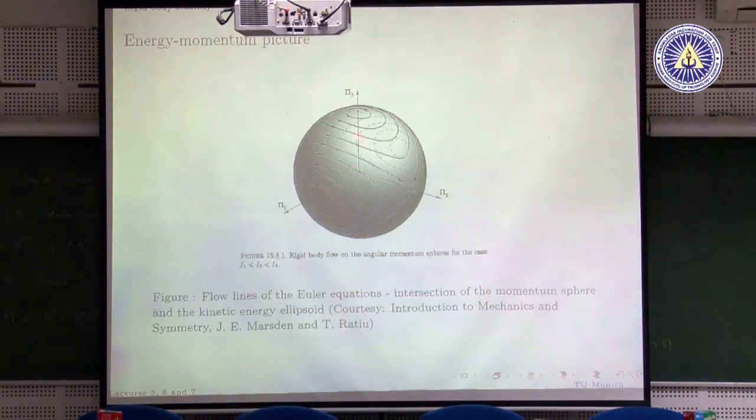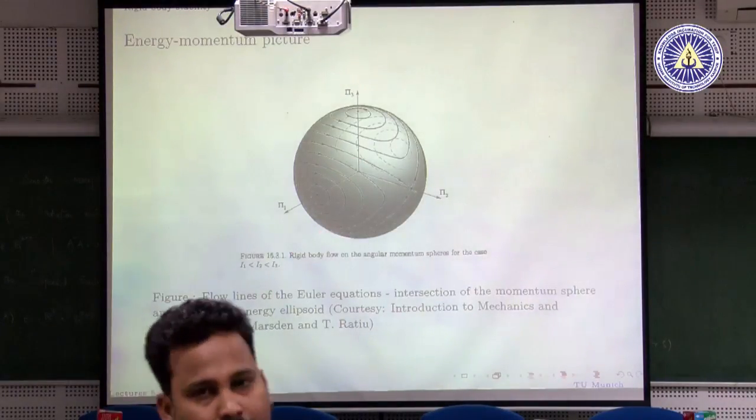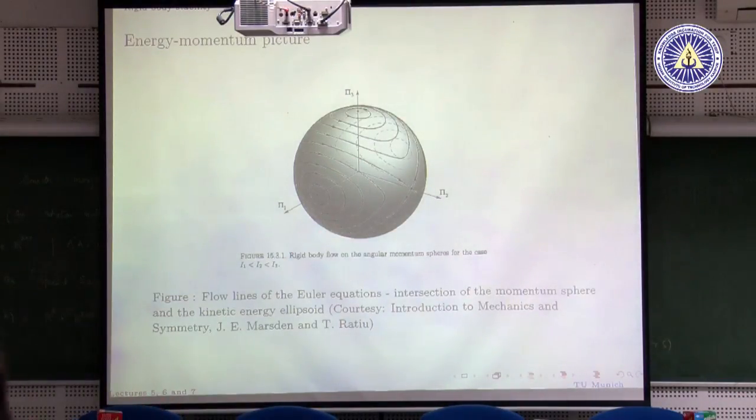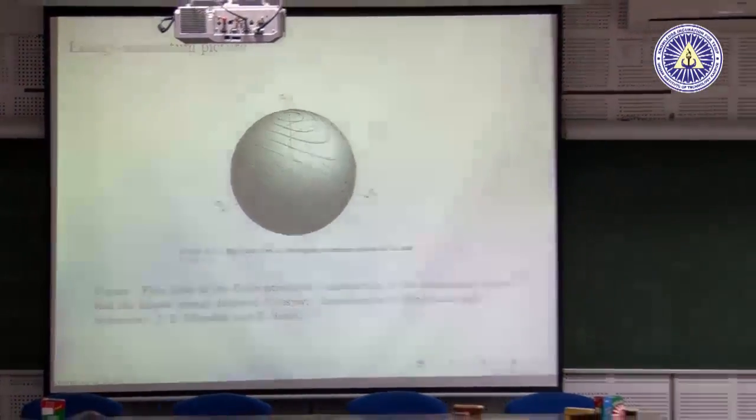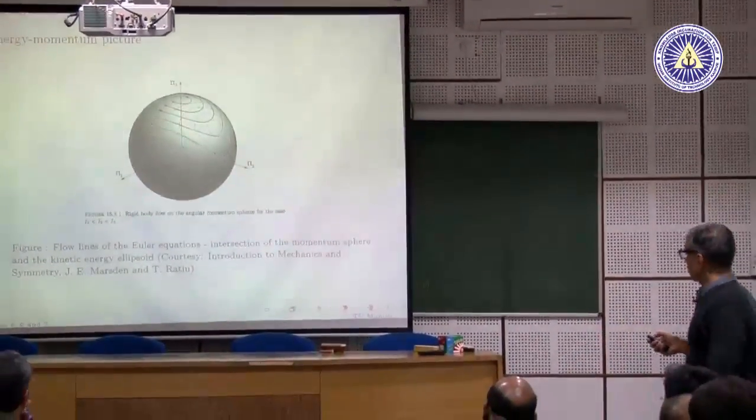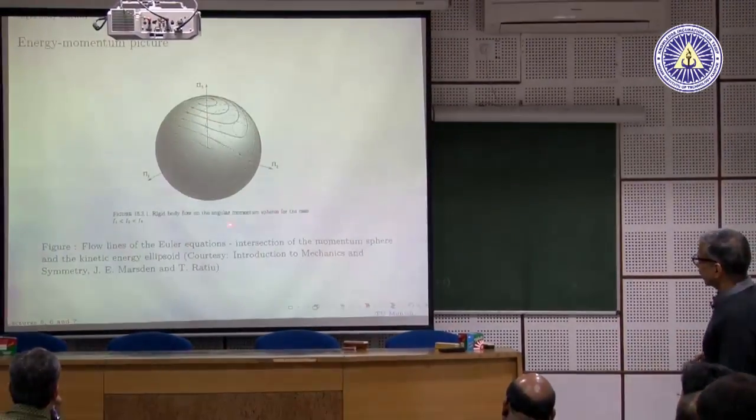So, the flow lines that you see are the result of ellipsoids, not ellipsoids like ellipses, intersecting the sphere, right. Which ellipsoid it is depends on the initial condition and what level of energy you are on. So, now let us observe two things.